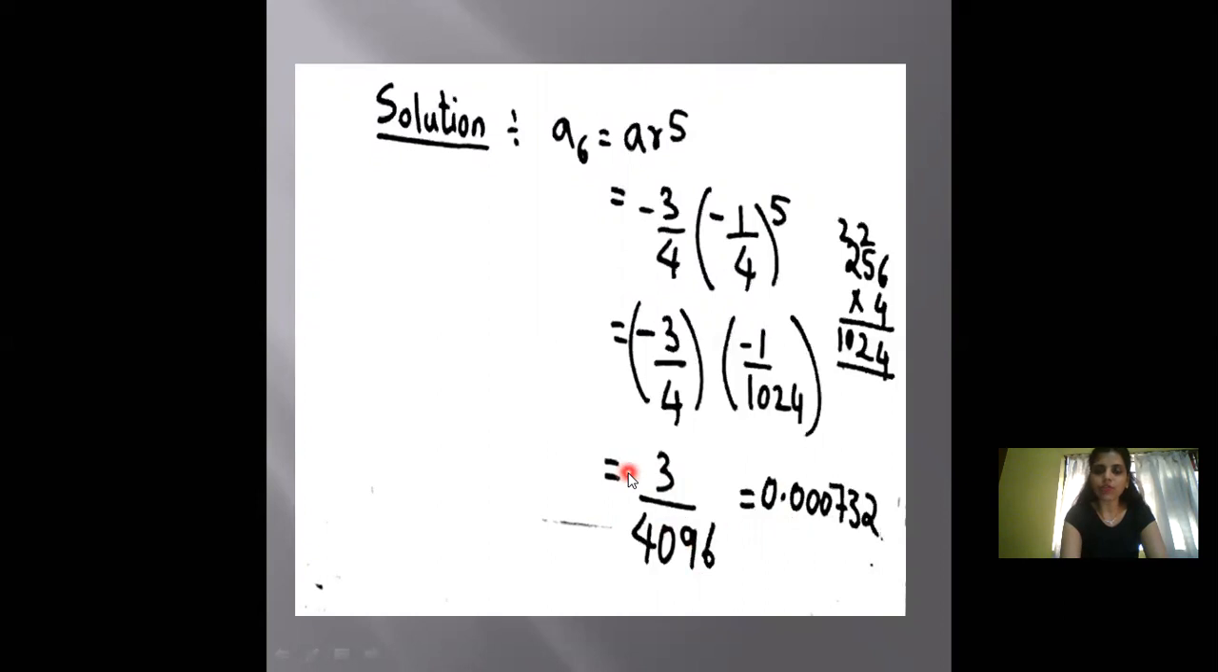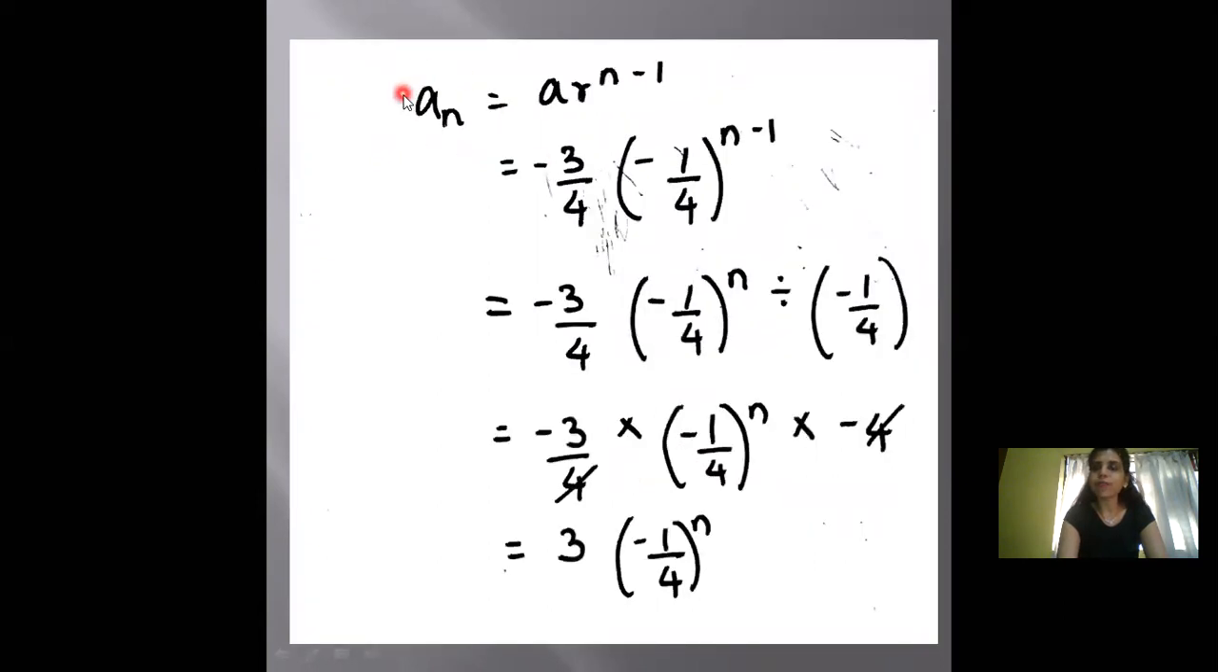In the next part of the question, they have said find the nth term, that is an. So when you're finding an, it is a into r raised to n minus 1. Substituting the value of a as minus 3 upon 4, r as minus 1 upon 4, raised to n minus 1.